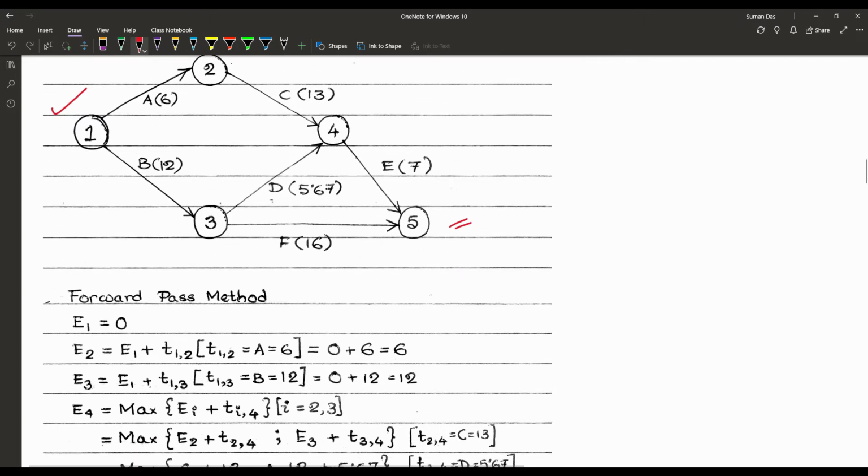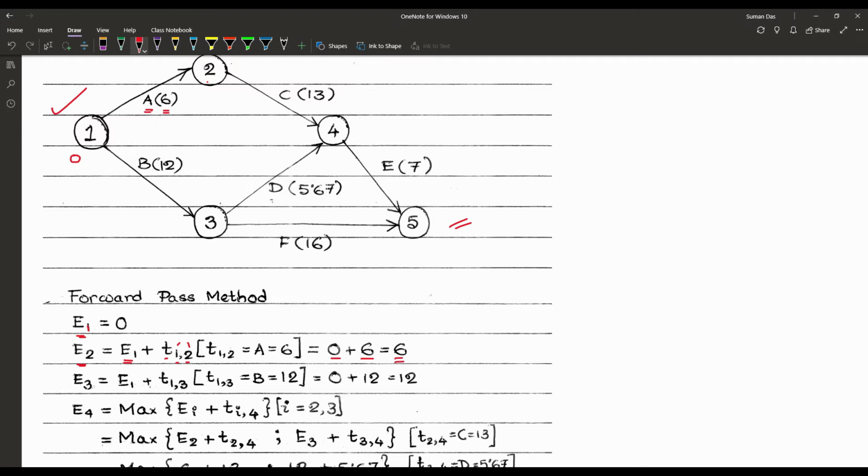Now we are calculating the forward pass method and the backward pass method. To calculate the forward pass method, we are starting from node 1, that means E1. We are taking E1 as 0. Then E2, that is node 2, and there is only one way to proceed to node 2 from 1, using activity A, and that is E1 plus T1,2, that means from node 1 to node 2 the duration time is 6. So that is 0 plus 6, or that is 6.